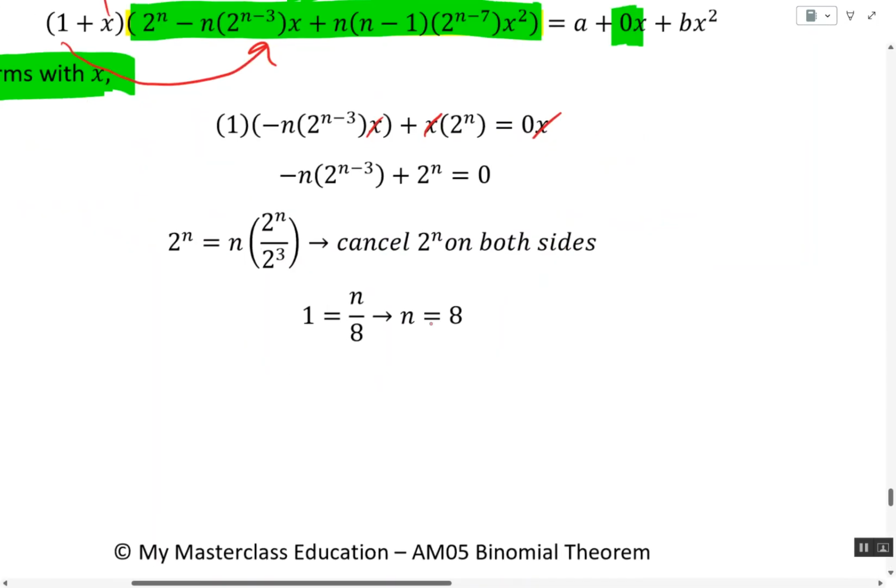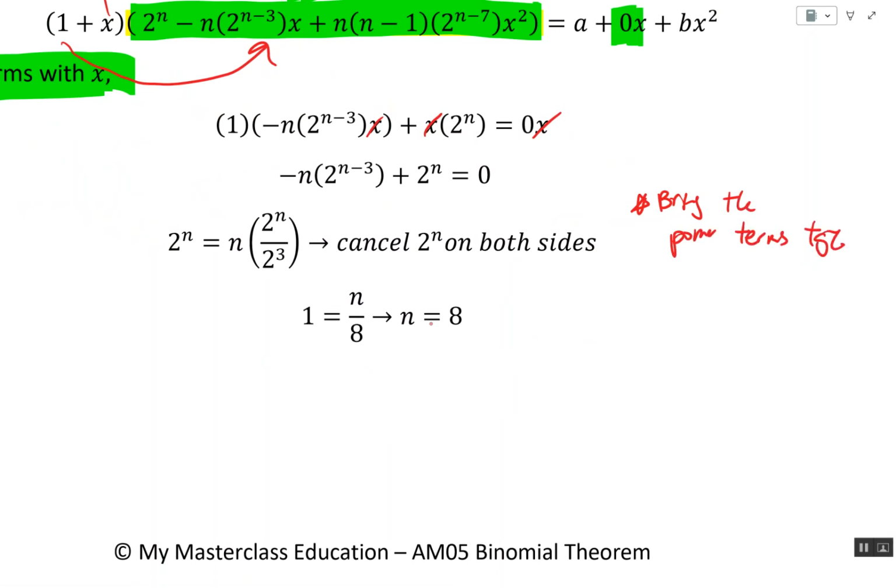So again, what's the key concept? You bring the power terms together. Over here, I bring this minus n bracket 2n minus 3 to one side first. On both sides, I can immediately cancel out the 2 to the power of n, so I'll be left with 1. Think about it: 2n divided by 2n is not 0. Anything divided by itself is 1, please remember that. It is not equal to 0. I'll get 1 equals n over 8 because 2 cubed is 8. Then from there just solve, n is 8, that's all.